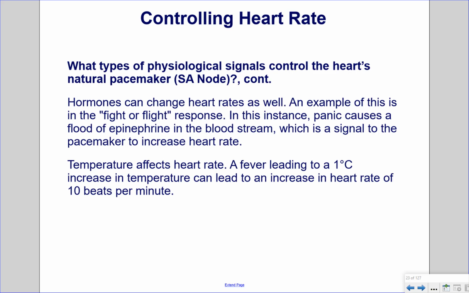Hormones can change heart rates as well. An example of this is in the fight or flight response. In this instance, panic causes a flood of epinephrine into the bloodstream, which is a signal to the pacemaker to increase heart rate. Temperature affects heart rate. A fever leading to a 1 degree Celsius increase in temperature can lead to an increase in heart rate of 10 beats per minute.